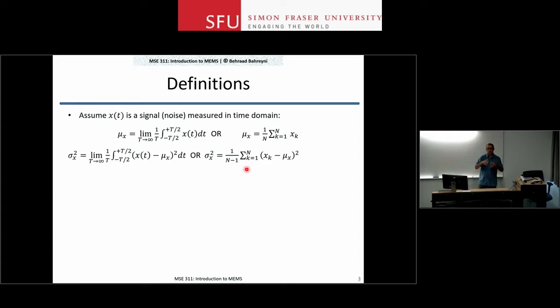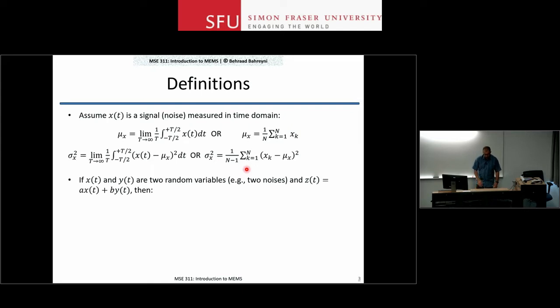So mu of a signal tells you something about its average, right? How much the signal is, what is the expected value of the signal at any point. Variance tells you how much information there is, how much energy there is, how much variation you see around that mean. Small variance means that the signal is very close to its mean. A large variance means that you have large deviations from the mean over time.